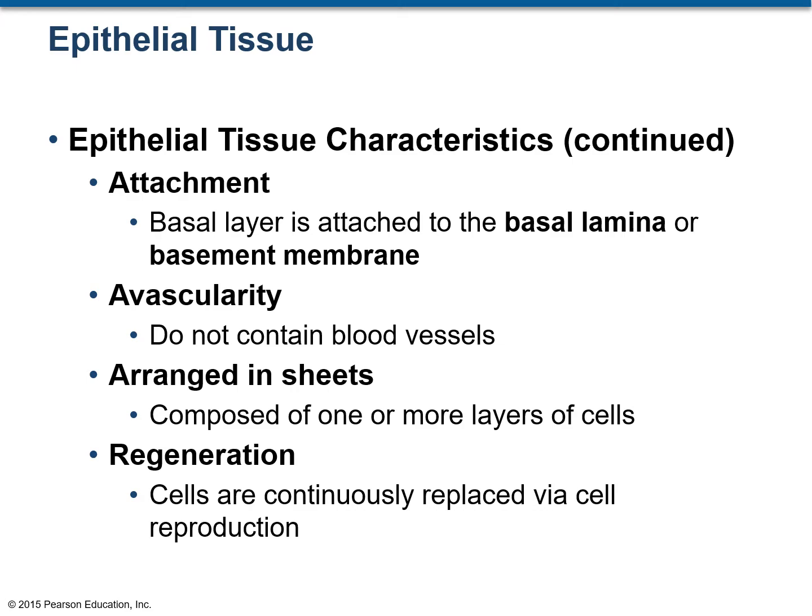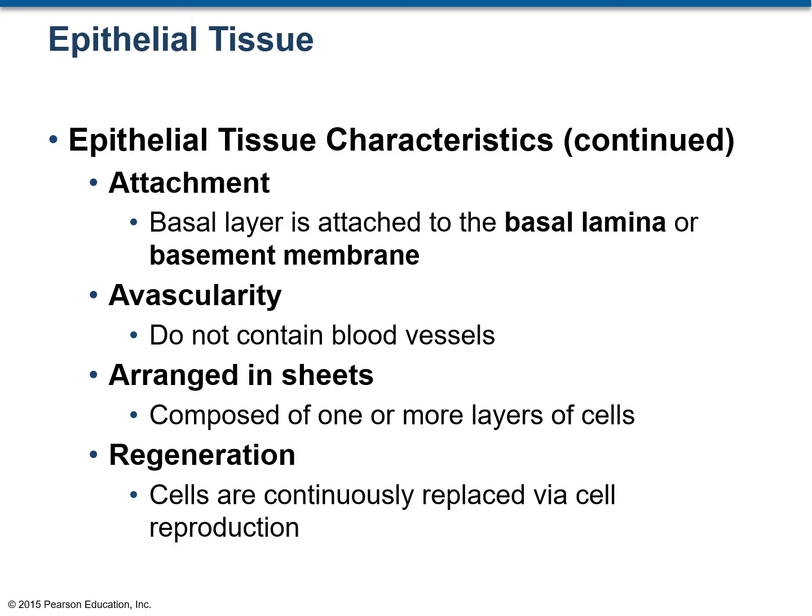Avascularity. This is a very important feature. Epithelial tissues do not have blood vessels, and that's why if there's a superficial scrape on your skin, you do not bleed. In order for a person to bleed, the injury has to reach the connective tissue layer which lies under the epithelial tissue. Arranged in sheets. The epithelial tissues have layers of cells arranged one after another, so they are arranged in sheets.